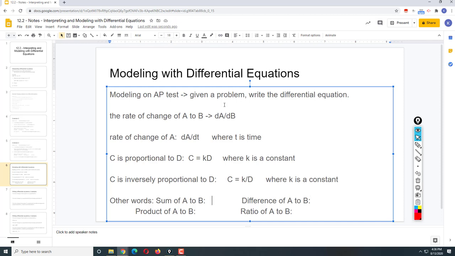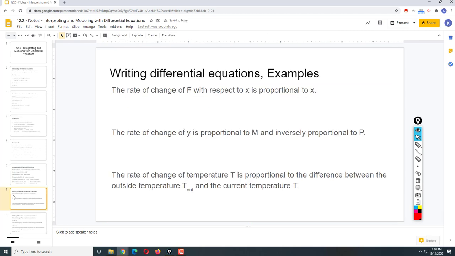Finally, just some English review. The sum of A and B is A plus B. The difference of A and B is A minus B. The product of A and B is A times B. The ratio of A to B is A divided by B. Okay, so let's look at some examples for writing differential equations.